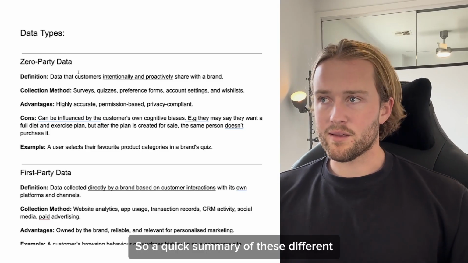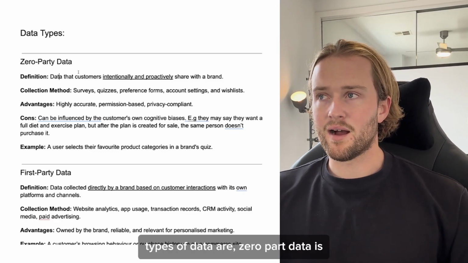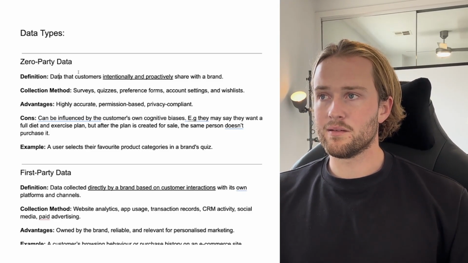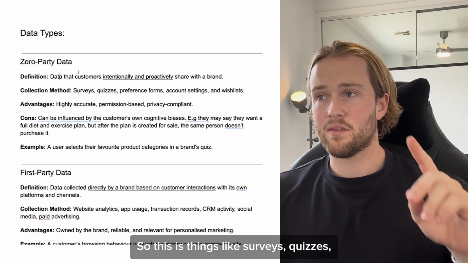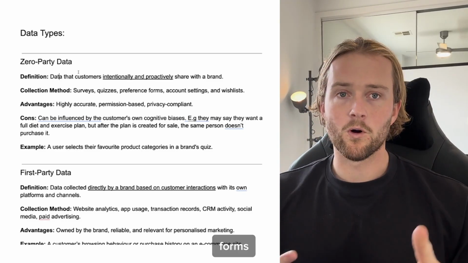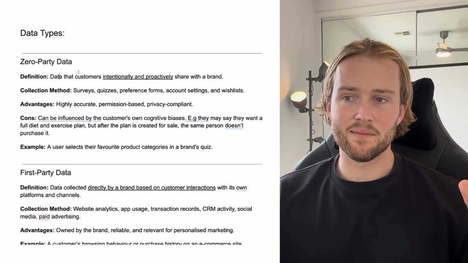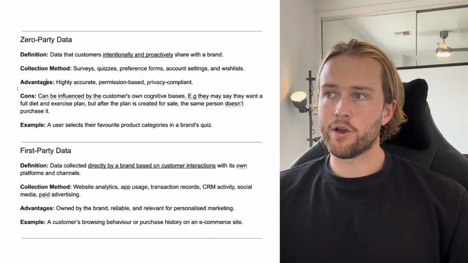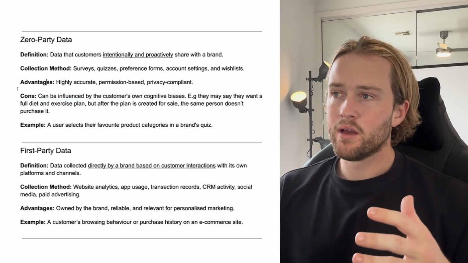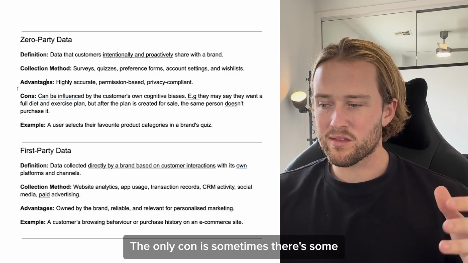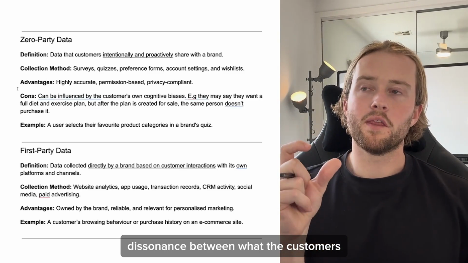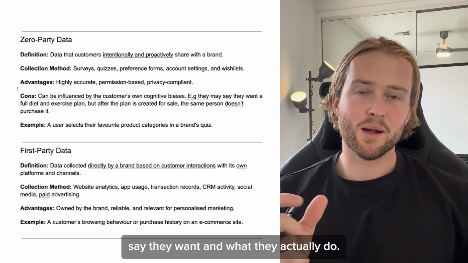So a quick summary of these different types of data: zero-party data is data customers intentionally give to you. This is things like surveys, quizzes, forms, wish lists, anything that they voluntarily give you. This zero-party data is very good. The only con is sometimes there's some dissonance between what the customers say they want and what they actually do.